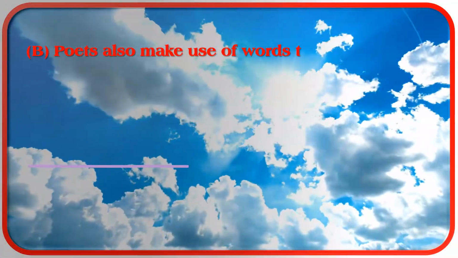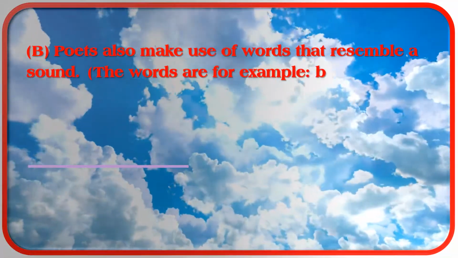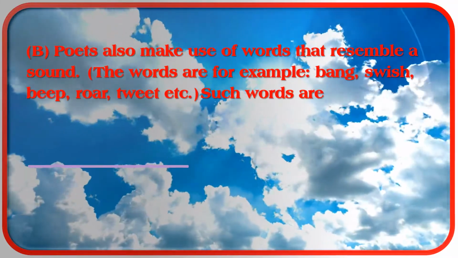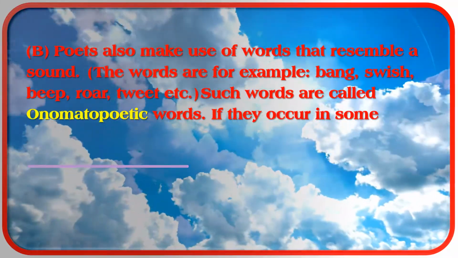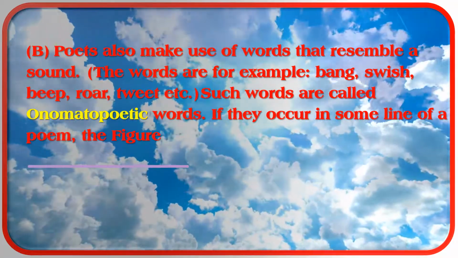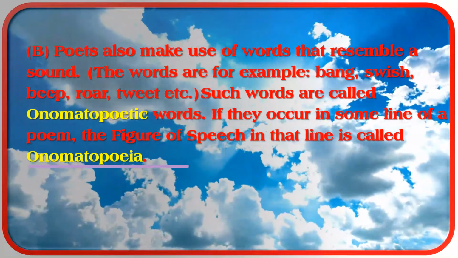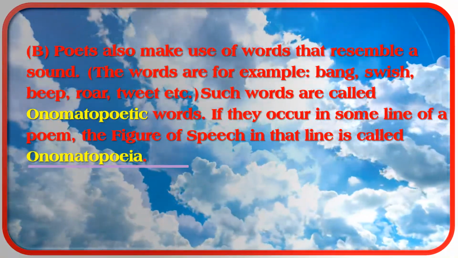Poets also make use of words that resemble a sound. The words are, for example, a bang, swish, beep, roar, tweet, etc. Such words are called onomatopoetic words. If they occur in some line of a poem, the figure of speech in that line is called onomatopoeia.